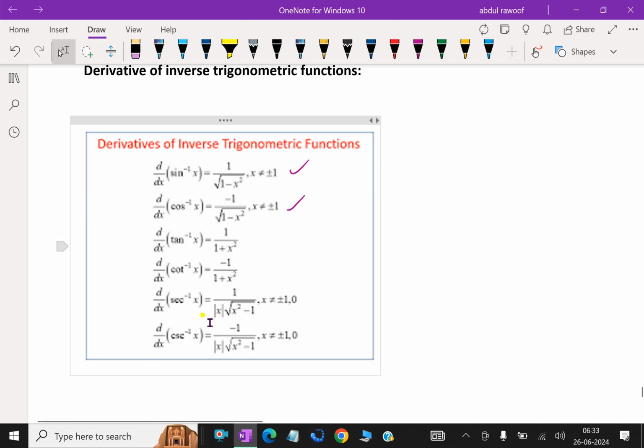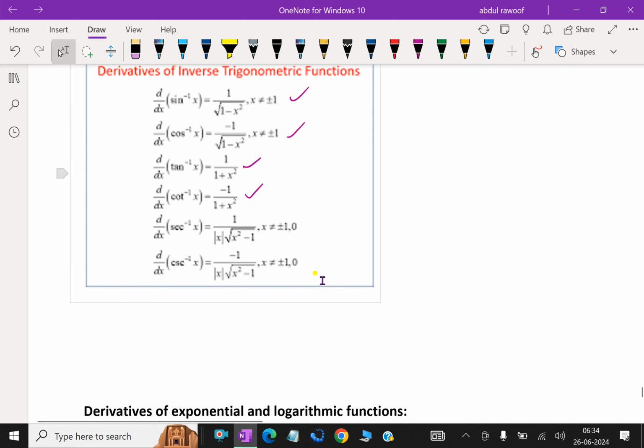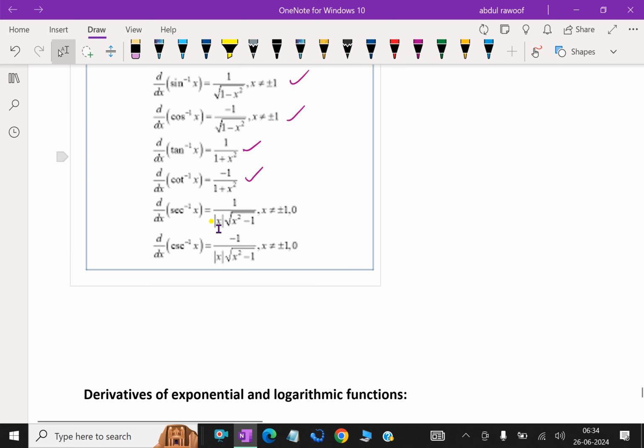The derivative of tan inverse x is 1 over 1 plus x squared. Cot inverse x is minus 1 over 1 plus x squared. Secant inverse x is 1 over absolute x times the square root of x squared minus 1, where x should not be equal to plus or minus 1, 0. The derivative of cosecant inverse x is minus 1 over absolute value of x times the square root of x squared minus 1, where x should not be equal to plus or minus 1 or zero.